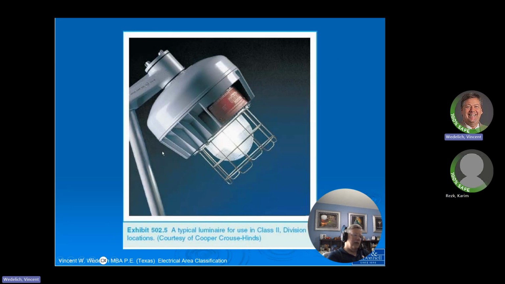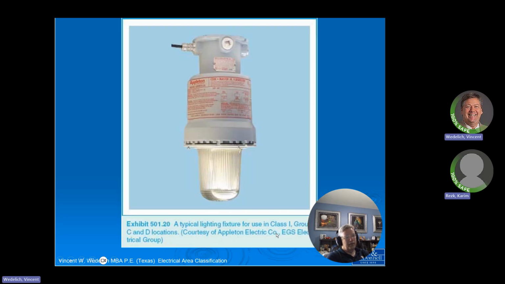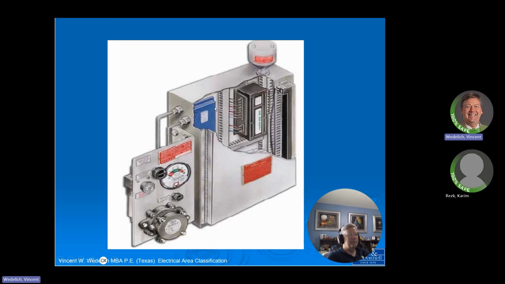So here you have a luminaire for a Class 2 location. What's a Class 2 location? It's dust. Dust, that's right. And then here we have a typical lighting fixture for a Class 1 Group A, B, C, D, or it probably says Group C and D locations, right? Not all of these are rated for A and B. You see that a lot.